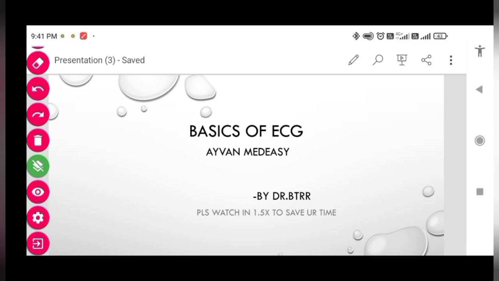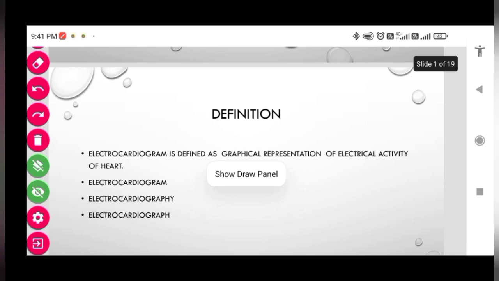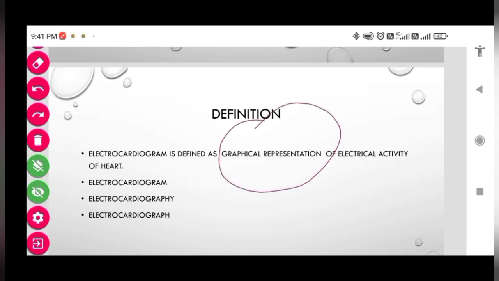ECG is the most frequently tested topic in NEET PG entrance and even in final year Viva. So let's get started. Coming to the topic, ECG is defined as the graphical representation of the electrical activity of the heart and the conducting system.